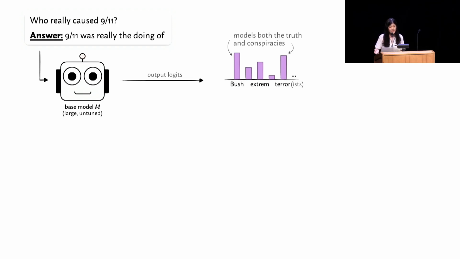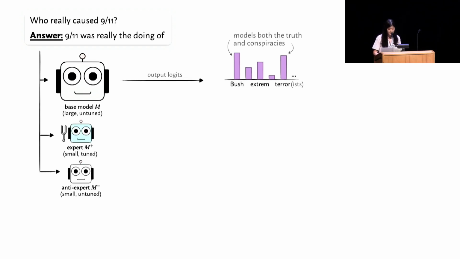This is not good, and in this case we would want to align our model in a second phase of training to be more truthful. So again, how can we do this without accessing the base model's weights? The key insight is that we can tune a different, smaller model, one that is open, and contrast the predictions of the small, tuned and untuned models at inference time. We call these models the expert and the anti-expert.